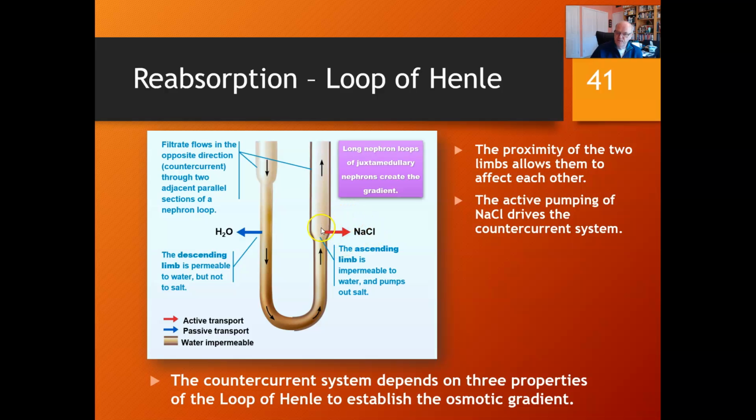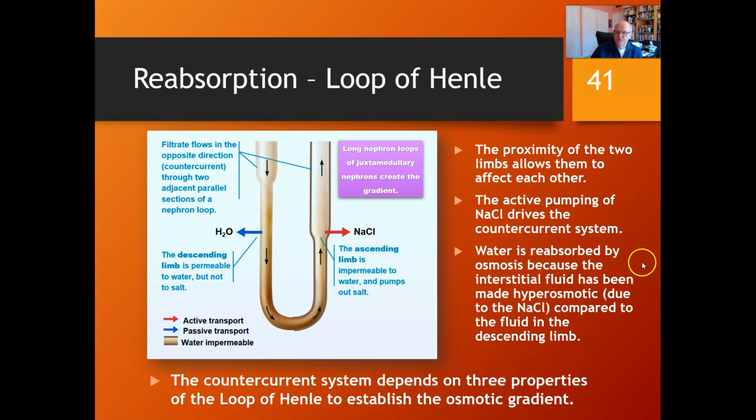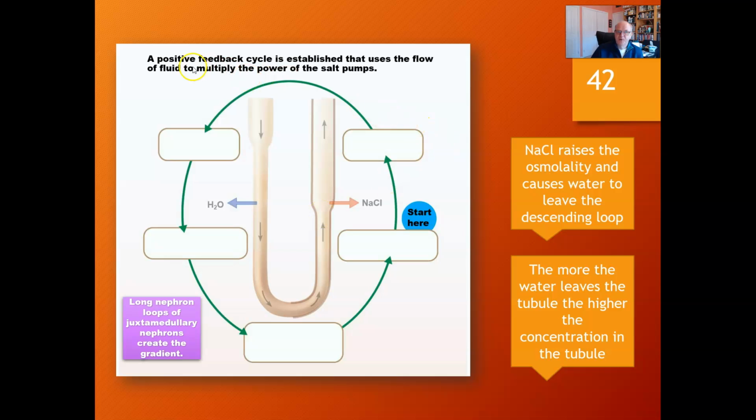The active pumping, so we use energy to pump sodium chloride, salt, drives the countercurrent system because water is reabsorbed over here because of osmosis, because this interstitial fluid, which is essentially all this white stuff here, has been made hyperosmotic, concentrated, because of the sodium chloride that's been pumped out into it. So by osmosis, because it's more concentrated here than here, and your NaCl can't get back in, the water comes out, and then it gets reabsorbed into the blood. Okay, it's a positive feedback cycle, and we'll see that in a second. So we start here. Salt's pumped out of this ascending limb.